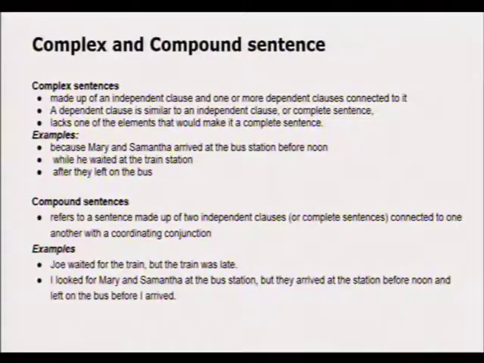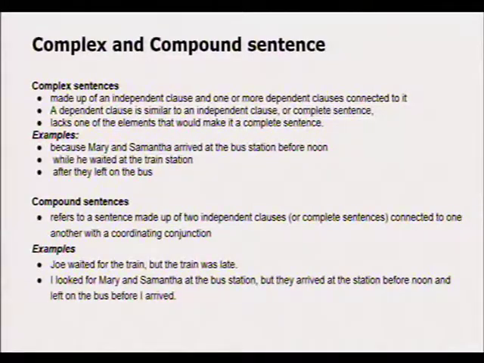Okay, the first thing, complex and compound sentences. What is a complex sentence? It is made up of an independent clause and one or more dependent clauses connected to it. A dependent clause is similar to an independent clause or a complete sentence. It lacks one of the elements that would be needed to complete the sentence. For example, because Mary and Samantha arrived at the bus station before noon. It doesn't make sense. It cannot stand on its own.